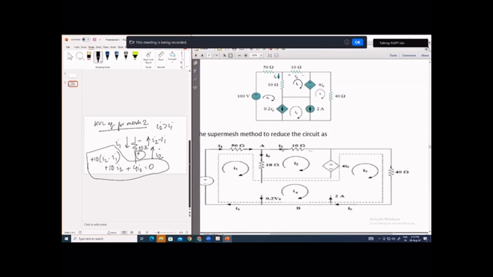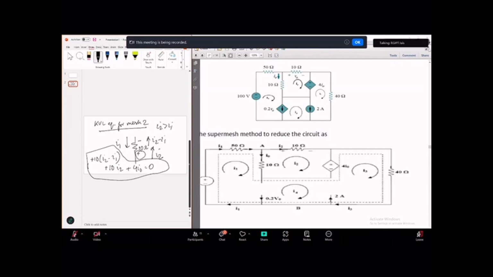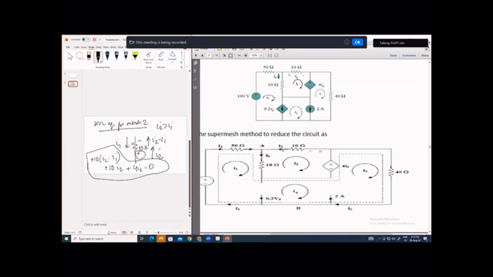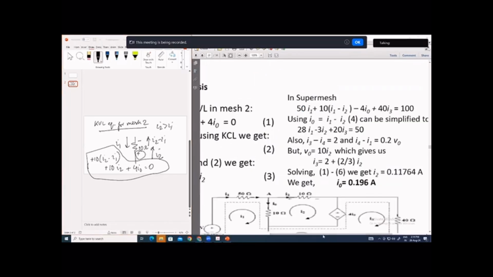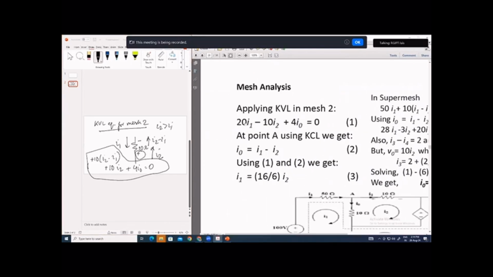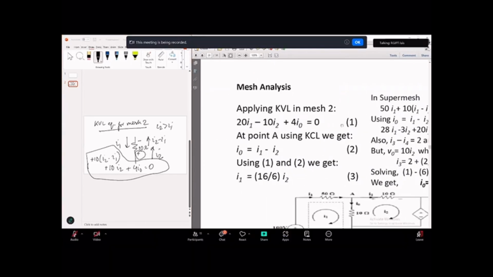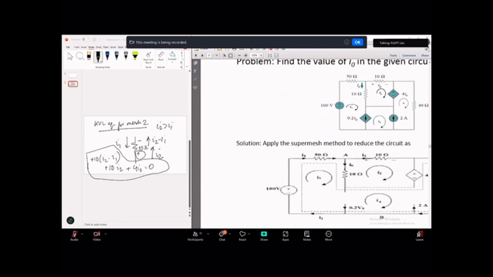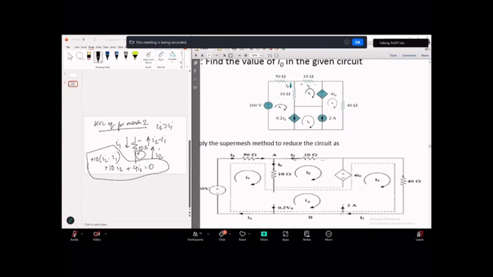You can further simplify this. 10 I2 and this 10 I2 will be 20 I2. So 20 I2 minus 10 I1 plus 4 I0 should be equal to 0. Next, all the other three meshes you have to consider as a super mesh. So there will be a single equation for the super mesh. How to write that equation?